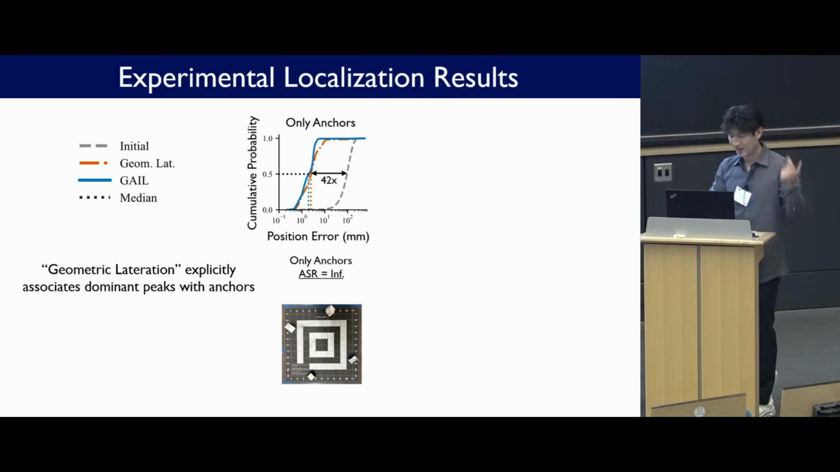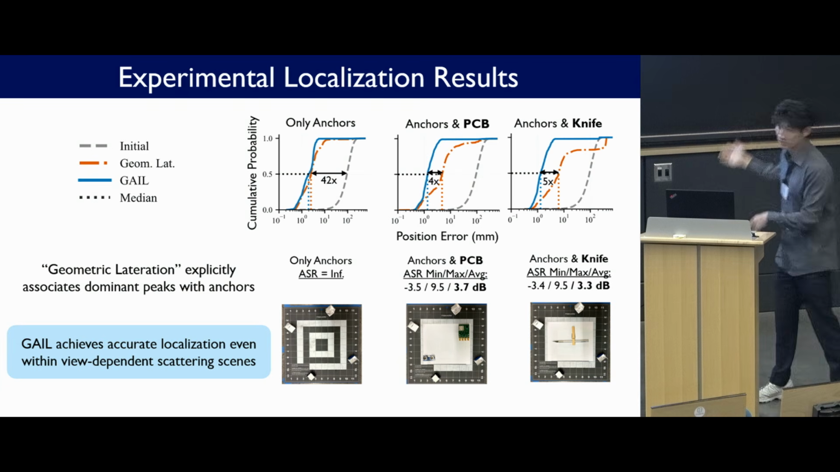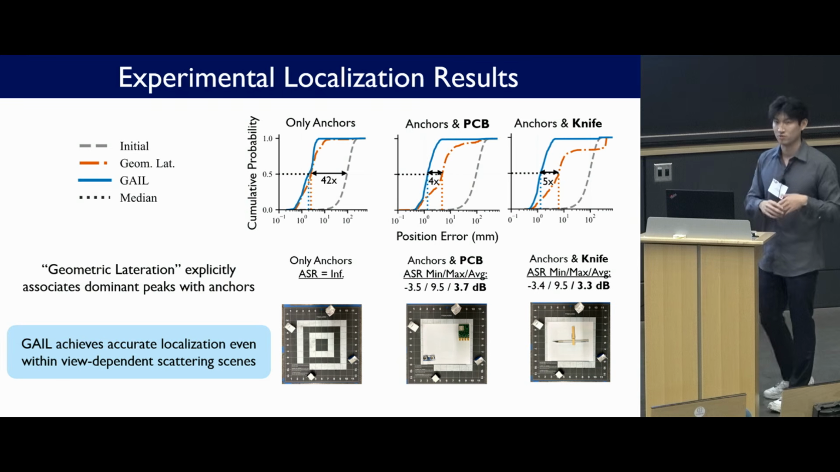But as soon as you start adding stuff into your scene, like a metal circuit board, or the blade of this X-Acto knife, then suddenly a traditional formulation gets confounded by other stuff in the scene. My knife at certain positions, because it is a specular object at radio frequencies, produces reflections that are actually stronger than my anchors.